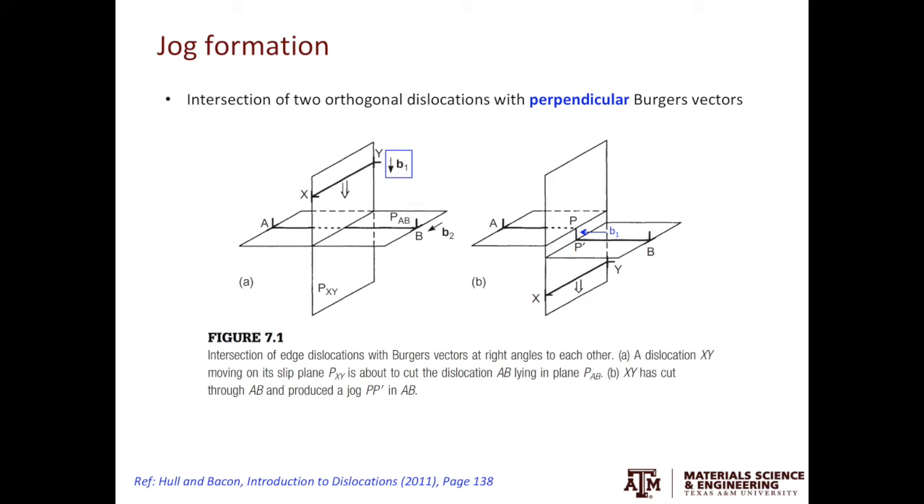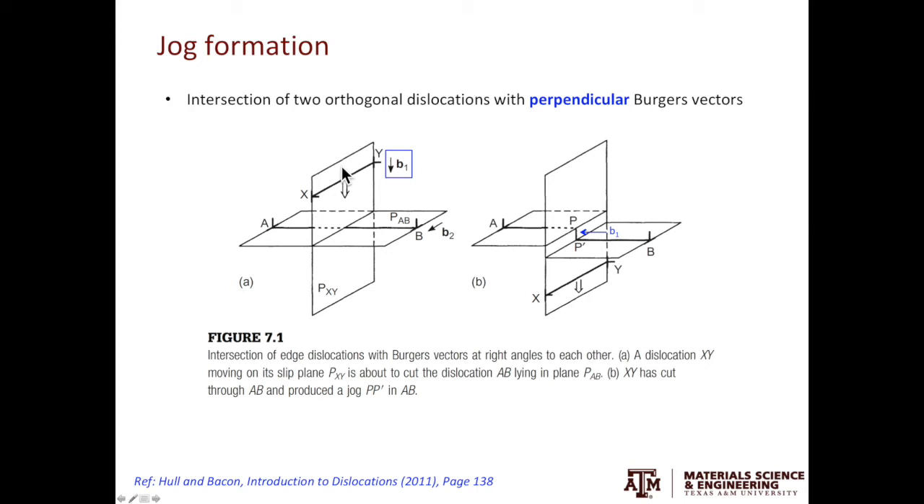We will look at two scenarios. In the first case, we have two dislocation lines. They lie perpendicular to each other. Also, the Burgers vectors B1 and B2 are perpendicular to each other. Two dislocation lines, XY and AB, where AB is stationary and XY is mobile. XY has a Burgers vector B1 and AB has a Burgers vector B2.